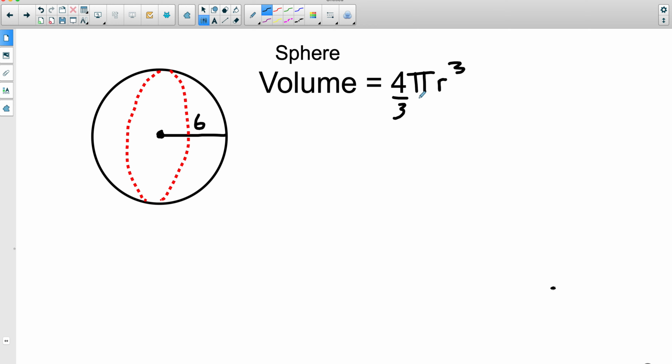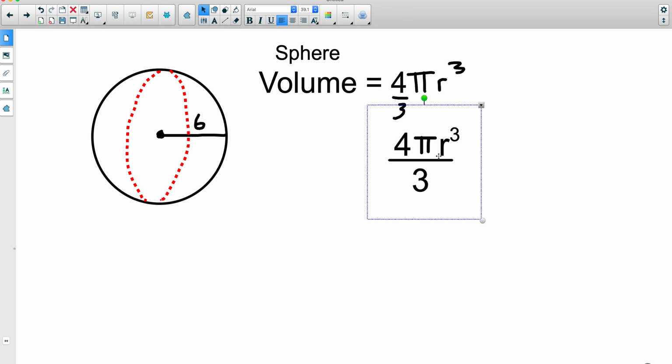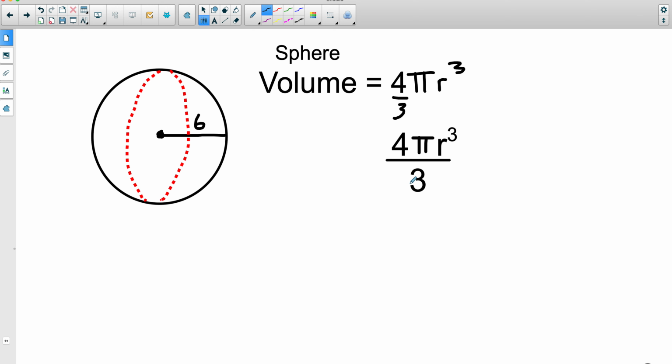I don't like how this is written, so what I end up doing is just taking the 4/3 in the front and putting the 3 at the bottom. So it's pretty much substitution.